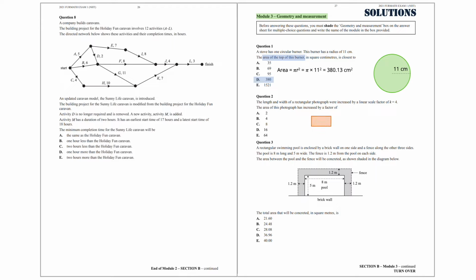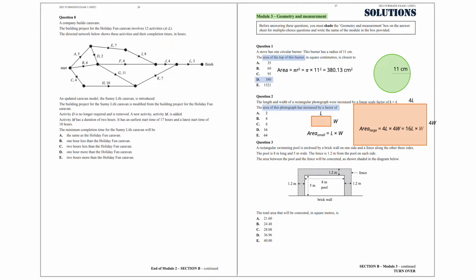Question 2. The length and width of a rectangular photograph were increased by a linear scale factor of k equals 4. The question is asking by what factor the area of this photograph has increased. We know that the area of the small rectangle is length times width. We know that the length of the large rectangle is 4L and its width is 4W.